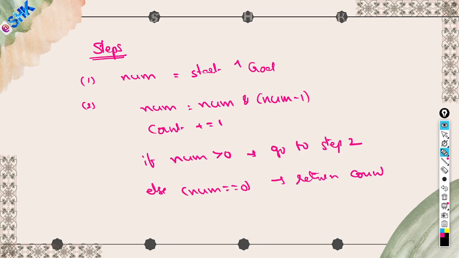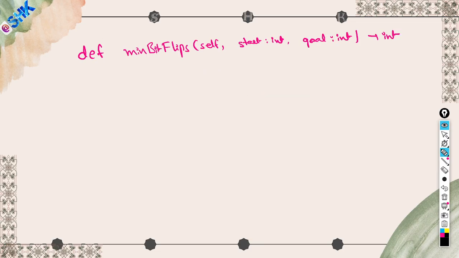Now we'll see the program for finding the minimum bit flips. The function takes two inputs, one is start and the other is goal. The return type is integer. First we will initialize the count, identifier cnt, which is initialized to 0. Then we will form the number, which is the XOR of the start with the goal. So we will form num equal to start XOR goal.